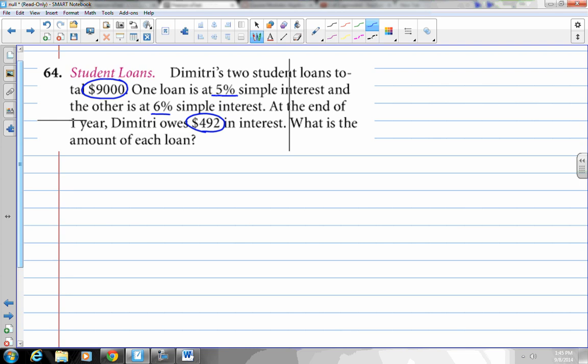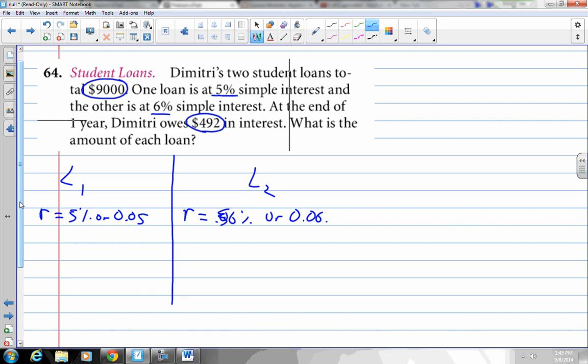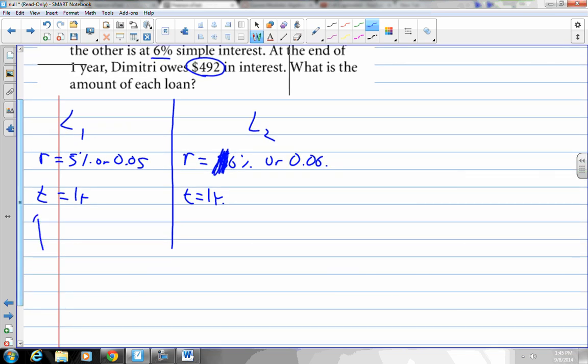So let's split them up. Let's talk about loan 1 and loan 2. Let's say the rate for loan 1 is 5% or 0.05, and the rate for loan 2 is 6% or 0.06. Is that okay? So that's easy. The time is also easy. In both cases, just 1 year, so that's good. The only thing that's a little messy is the principal.